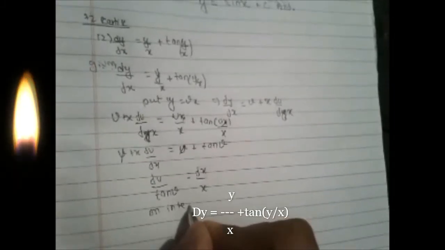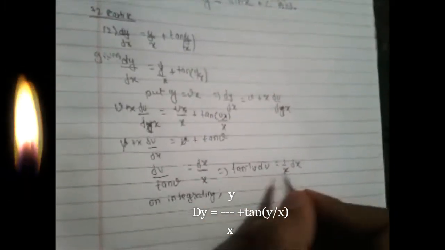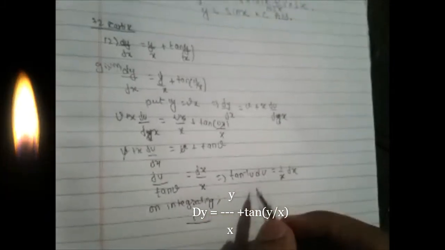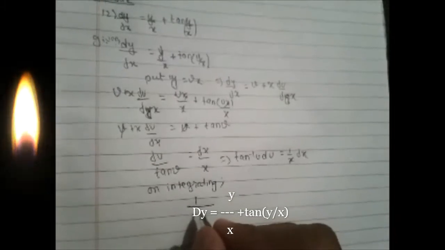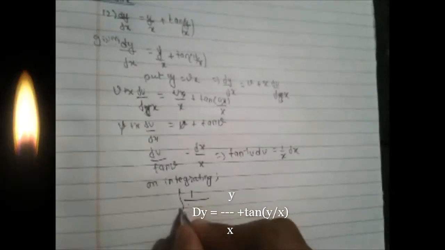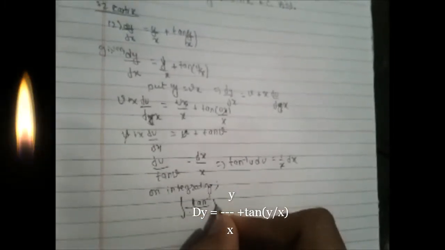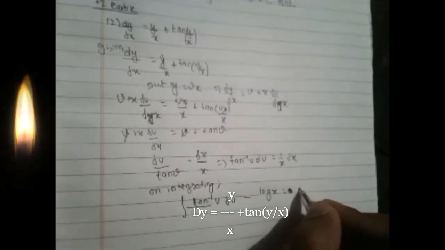On integrating, what can we find? 1 upon tan v, or this can be written as d tan inverse of v, dv is equal to 1 upon x dx. What is the derivative on integrating this? What we found, we can find minus log x is equal to c.